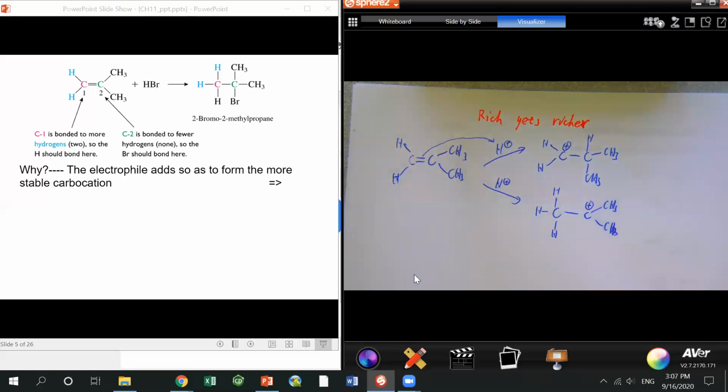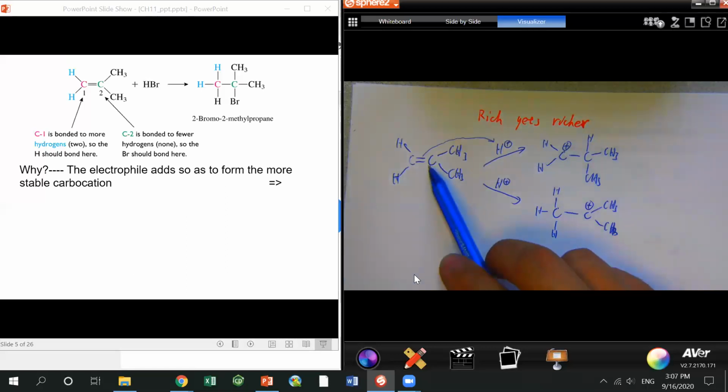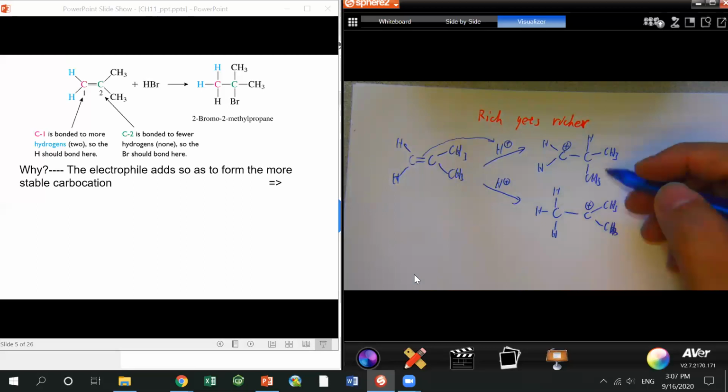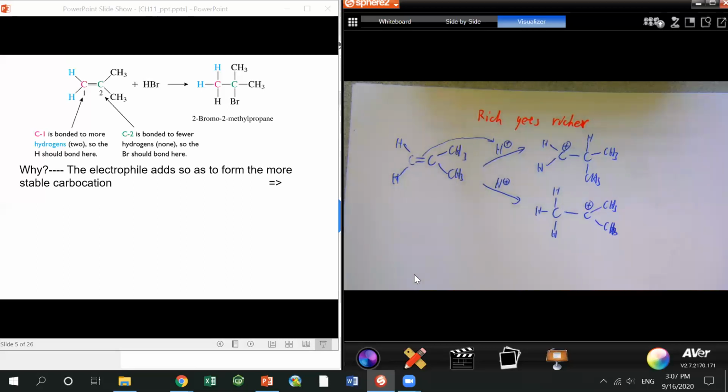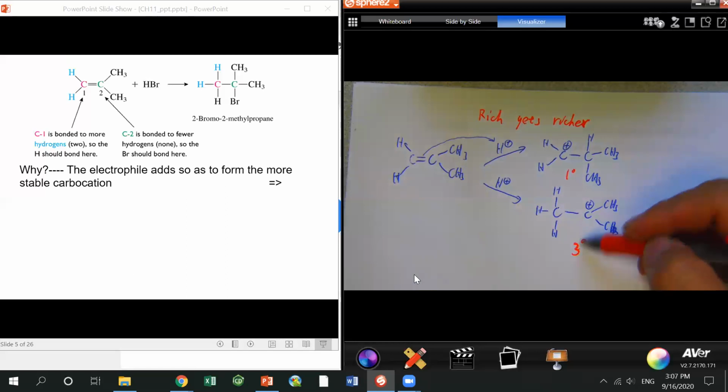If the internal carbon picks up hydrogen, we generate the primary carbocation. And if this carbon picks up hydrogen, we generate, actually, this should be a tertiary carbocation. So you see two different carbocations, and definitely the tertiary is the most stable.